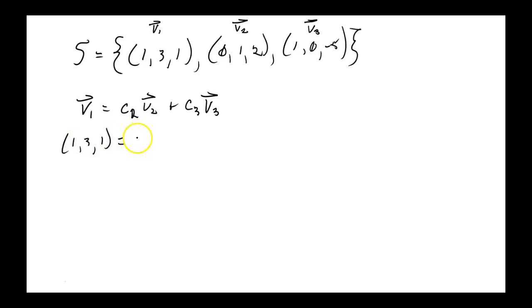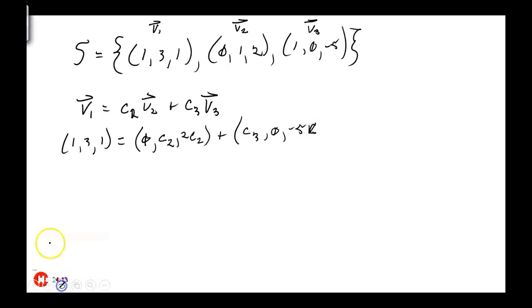And that's saying that's equal to 0, C2, 2 C2, plus vector C3 V3, which would be C3, comma, 0, comma, negative 5 C3. Okay. Now, for that to be true, I'm going to rearrange the orders here a little bit. C3 must equal 1, right? Because C3 plus 0 must be 1, so C3 equals 1.